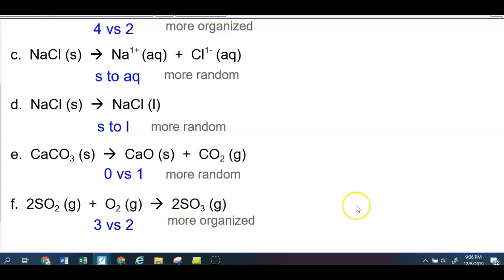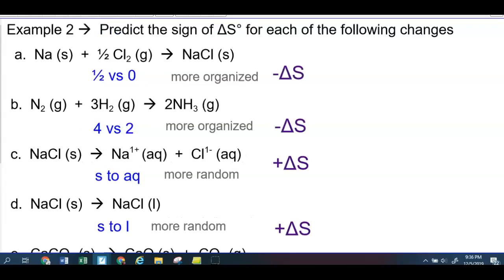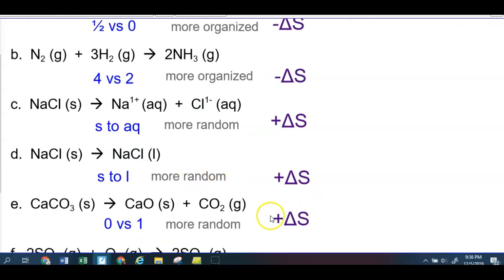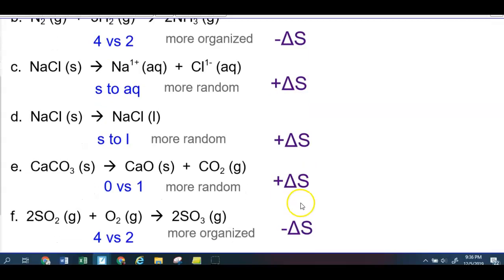Once we establish that, then we can use our definition of more random or organized to figure out sign, increase, decrease, and then spontaneous or non-spontaneous. So here we have negative delta S, negative because it's more organized, positive because it's more random, positive delta S or positive change in entropy because it's more random, positive change in entropy because it's more random, and that last one is a negative change in entropy because it's more organized.